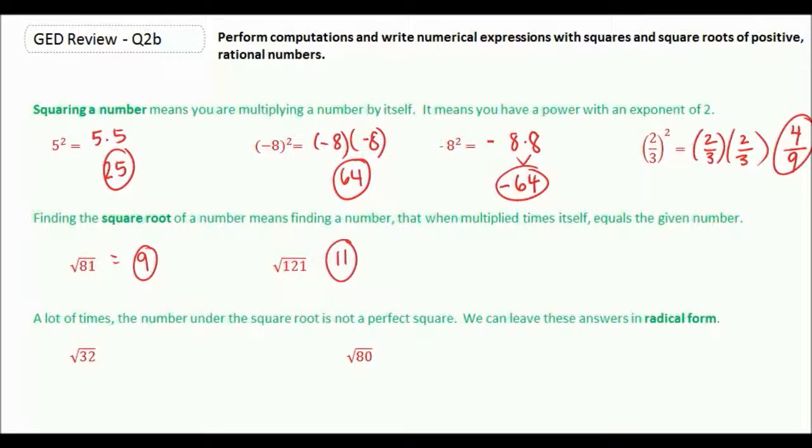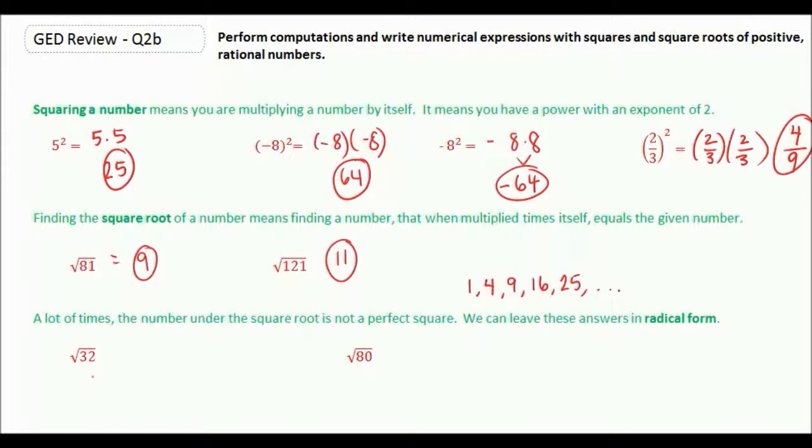Now a lot of times the number under the square root is not a perfect square. 81 and 121 are examples of perfect squares because when you square root it you get a nice whole number. If we start from the beginning, our perfect squares would be 1 squared, which is 1, 2 squared, which is 4, 3 squared, which is 9, 4 squared, which is 16, 5 squared, which is 25, and so on. But most of the time, like I said, these numbers are not perfect squares. So we can leave these answers in radical form.